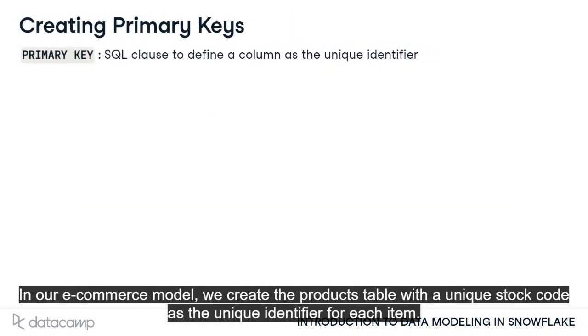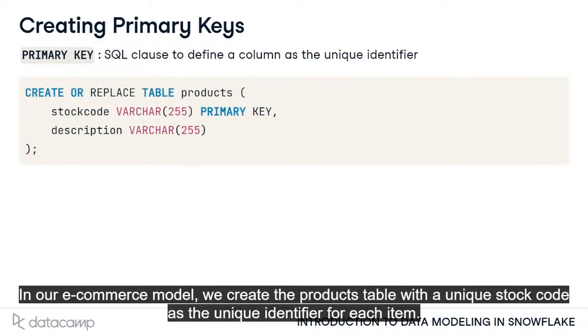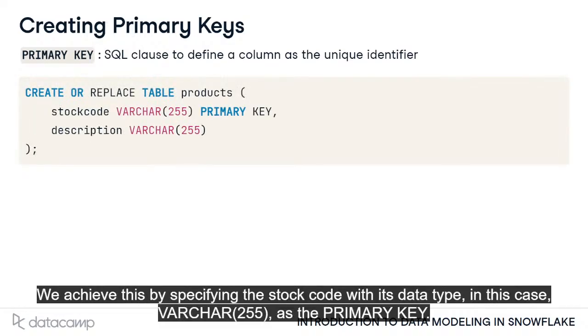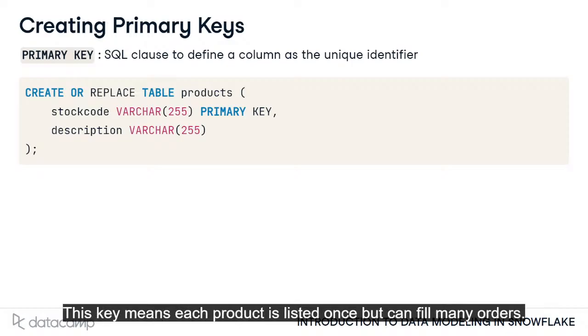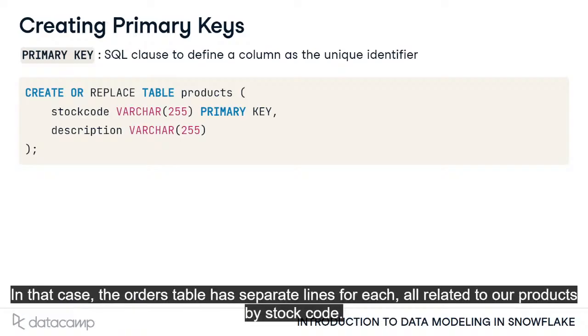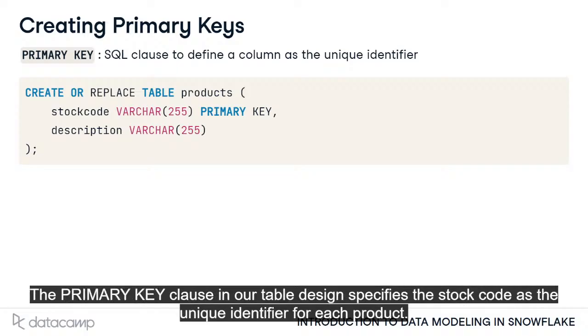In our e-commerce model, we create the products table with a unique stock code as a unique identifier for each item. We achieve this by specifying the stock code with its data type, in this case, varchar 255, as the primary key. This key means each product is listed only once but can feature in many orders. For example, suppose someone buys a book and 3 pencils. In that case, the orders table has a separate line for each, all related to our products by stock code. The primary key clause in our table design specifies the stock code as the unique identifier for each product.